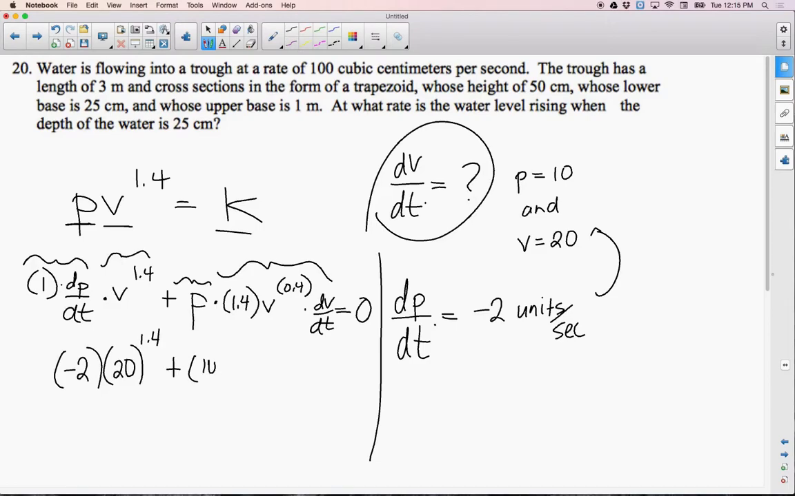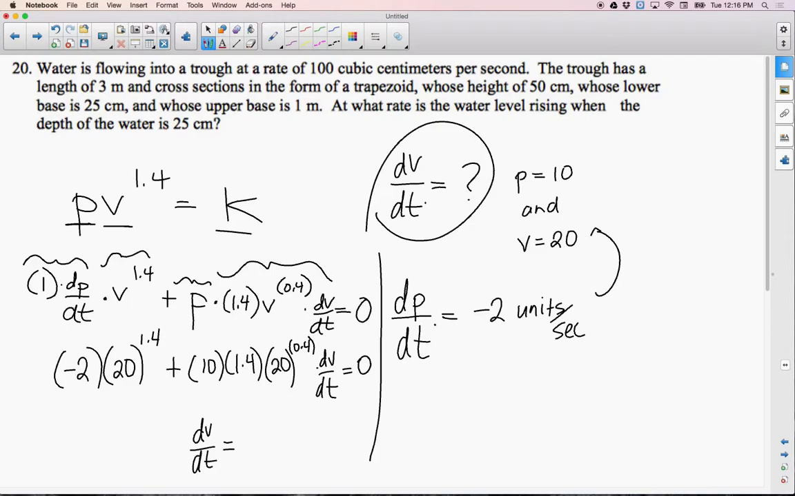10 times 1.4 times v to the 0.4 times dv/dt equals 0. Now, let me talk about this. The question asked is whether the rate of change for volume is increasing or decreasing. I only really need to figure out if dv/dt is going to be positive or negative. I can do that without a calculator.